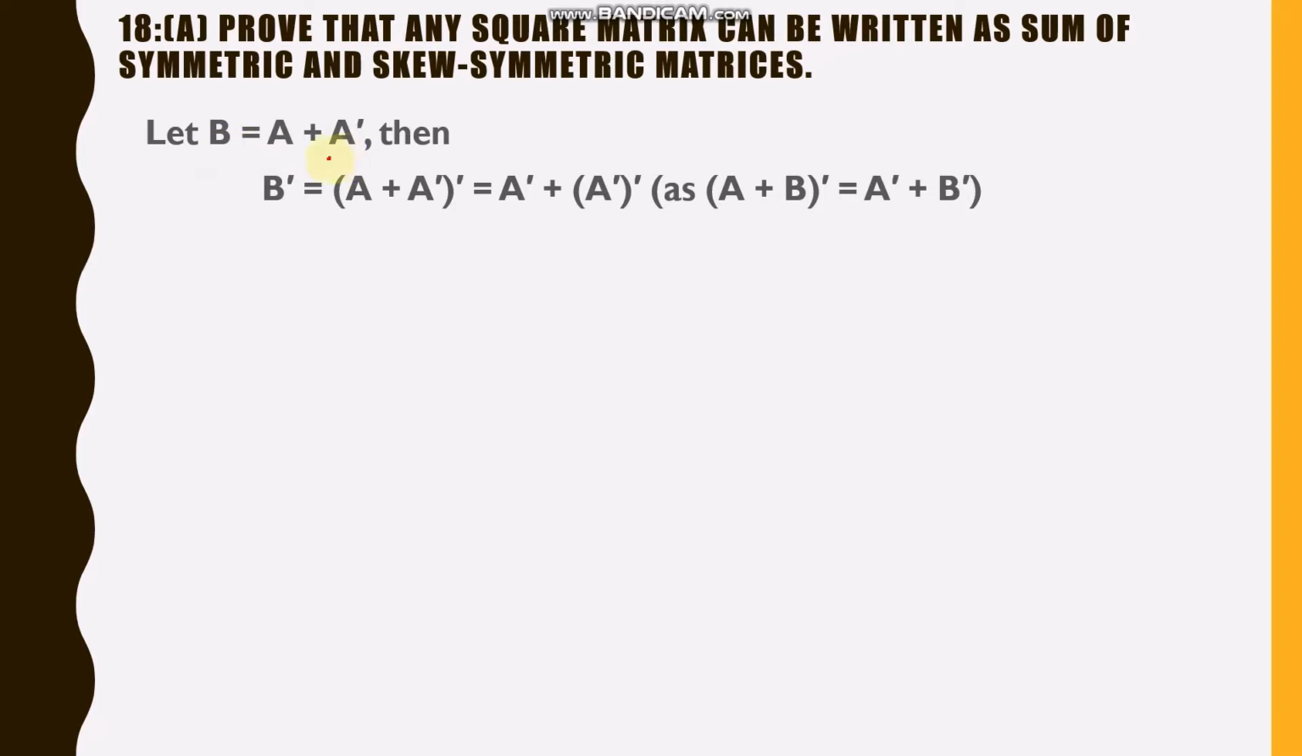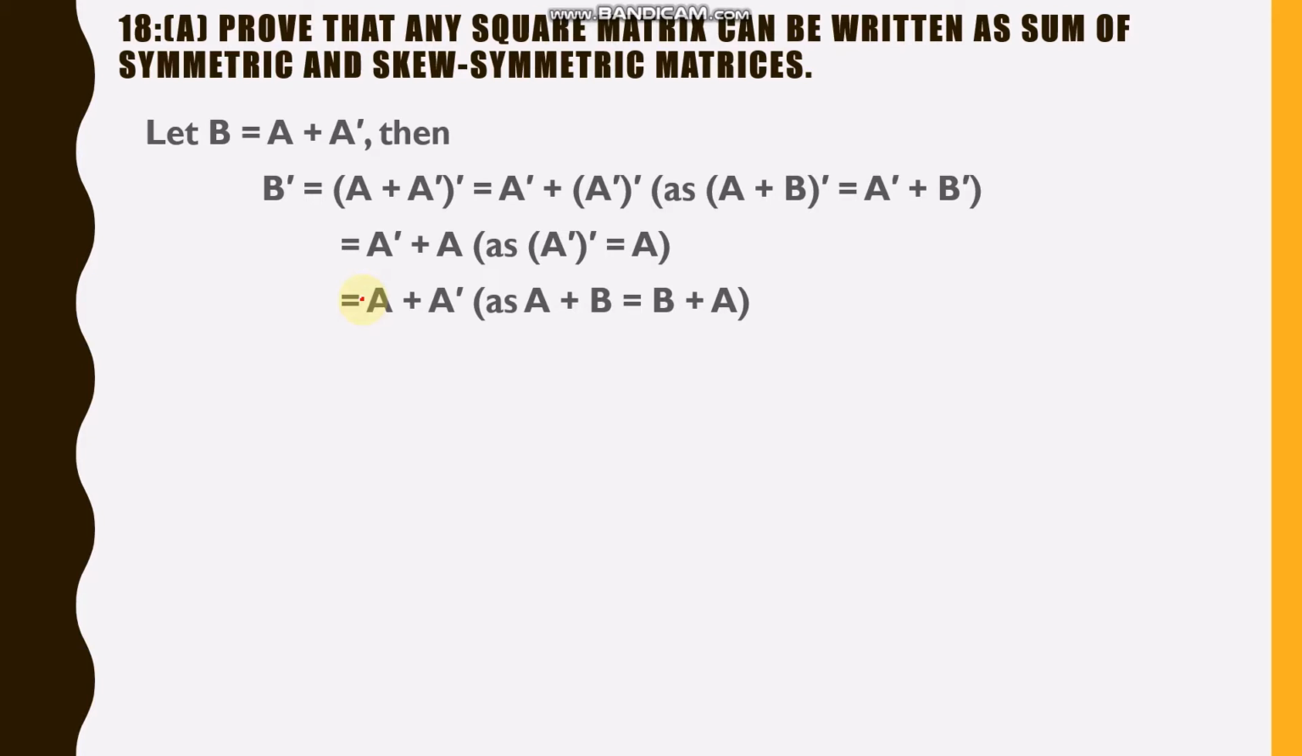We'll take transpose of B. It is (A plus A transpose) transpose. So it is equal to A transpose plus (A transpose) transpose, as (A plus B) transpose is equal to A transpose plus B transpose. Now this (A transpose) transpose becomes A. So this is A transpose plus A. Now this can be written as A plus A transpose, as A plus B can be written as B plus A. So we get B transpose equal to B. So B is a symmetric matrix.